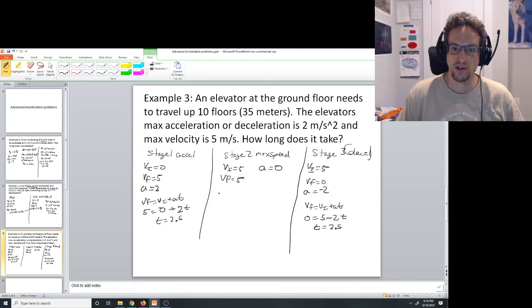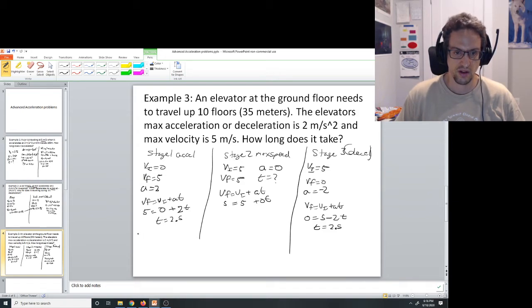Now I just need to do the middle part. Oh, same equation, right? I'm still trying to find that t, so V final was V initial plus AT. Well, we've got 5 equals 5 plus 0t. Uh-oh. So if your acceleration is 0, you actually can't use this equation to find t, because t is multiplied by 0. It could be anything. How else can we get it? Well, we know the total distance is 35. So what if I found out how far it goes in stage 1 and stage 3, and then bring those together into stage 2? That sounds perfect.